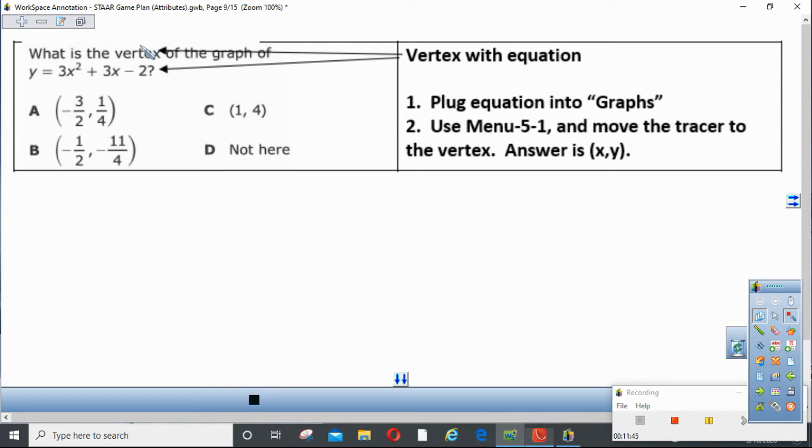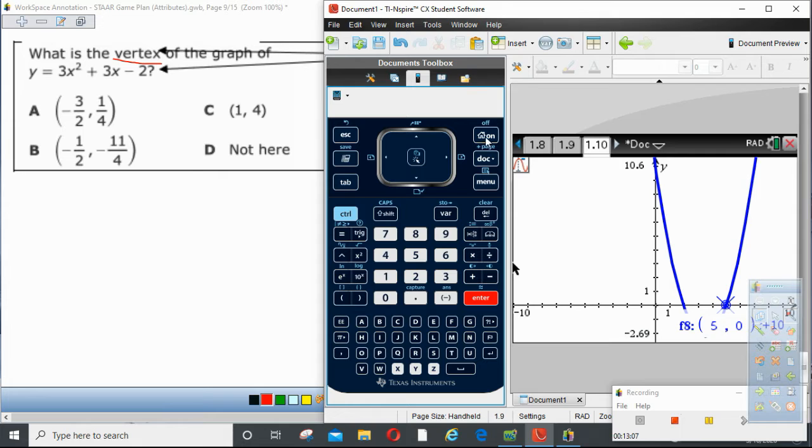Okay, so now we're getting into some of the other questions, like vertex, max, min, axis of symmetry. So what is a vertex? The vertex is going to be the very highest or very lowest, and it also has an equation. So we're going to type this into the calculator.